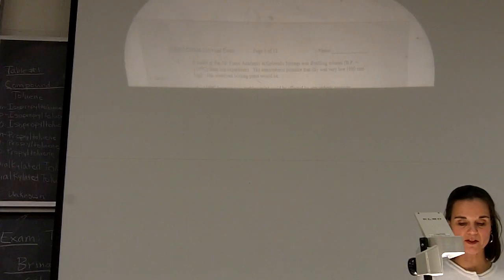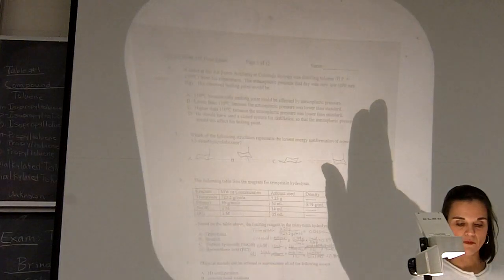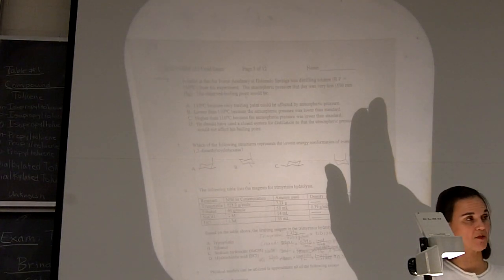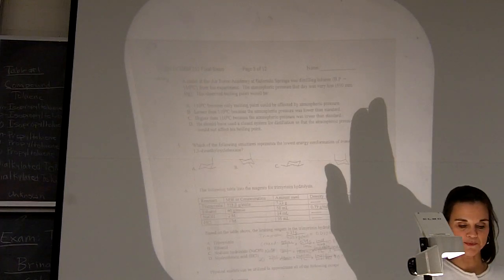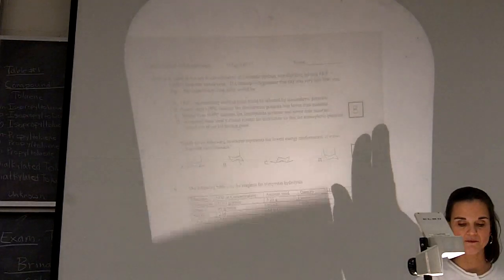A cadet at the Air Force Academy at Colorado Springs was distilling toluene from his experiment. The atmospheric pressure that day was very low. His observed boiling point would be 110 because only melting points could be affected by atmospheric pressure. No. Lower than 110 because the atmospheric pressure was lower than standard. Yes. So the answer is B.